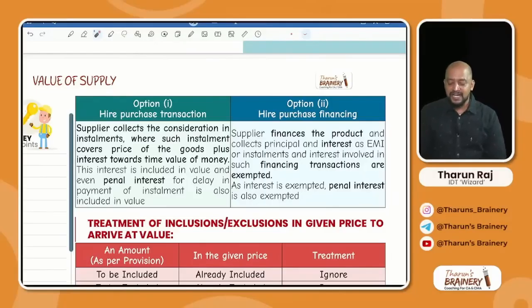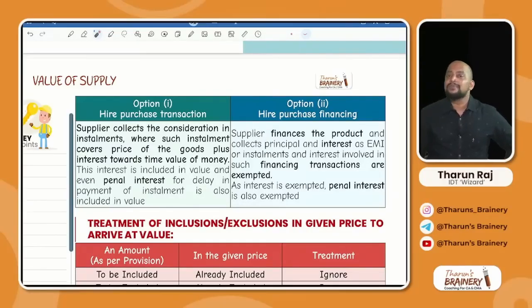In hire purchase financing, what will happen? The supplier will receive the money from the financier, for example, Bajaj Finance. So I am a mobile shop, Purvika Mobiles. You are the recipient, Bajaj Finance. Now you will buy the mobile. Purvika Mobile seller will receive the money from Bajaj Finance. In turn, Bajaj Finance will collect the EMI from you. Now whatever money that Bajaj Finance collects will include interest also. That interest will be exempted.